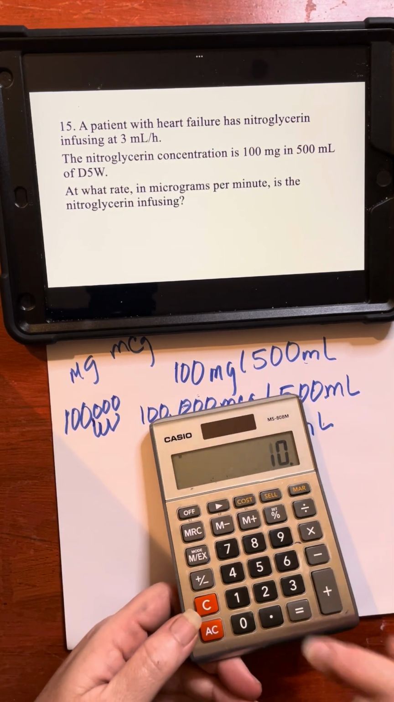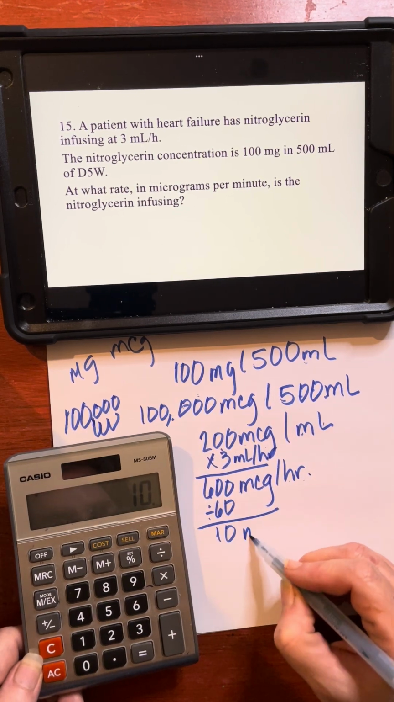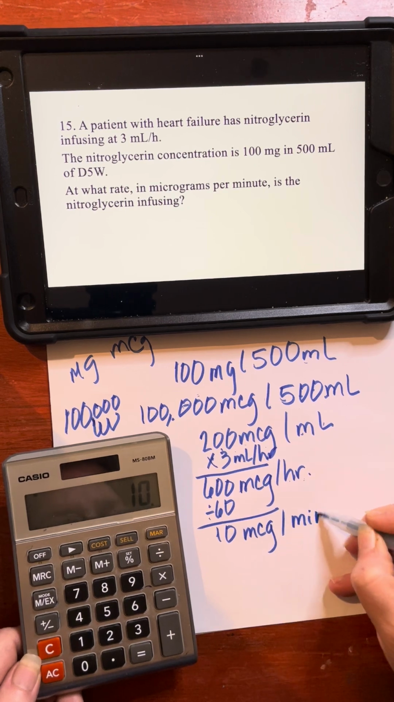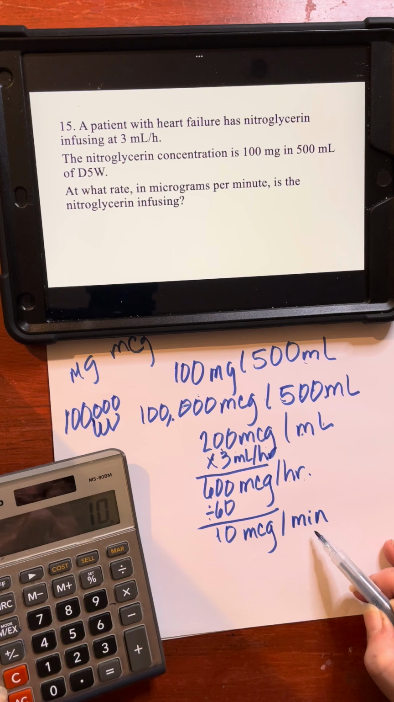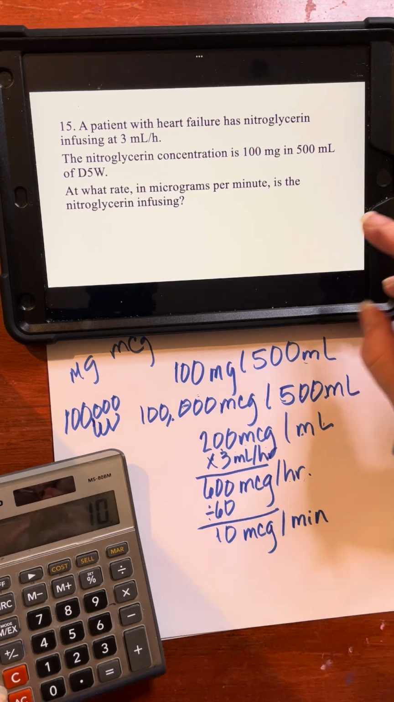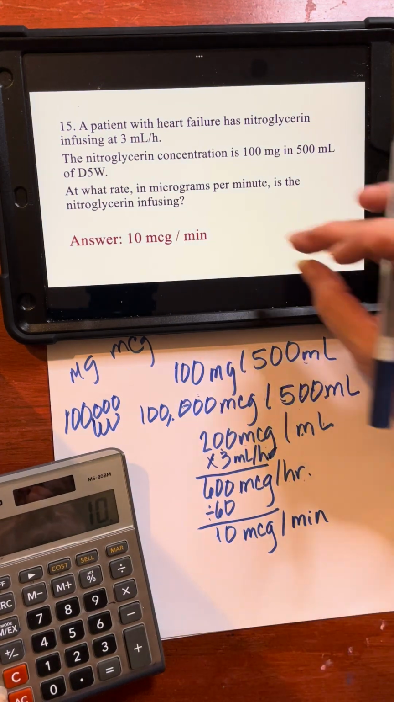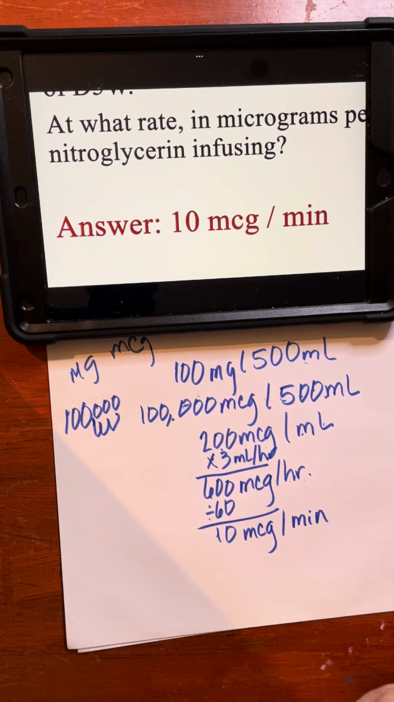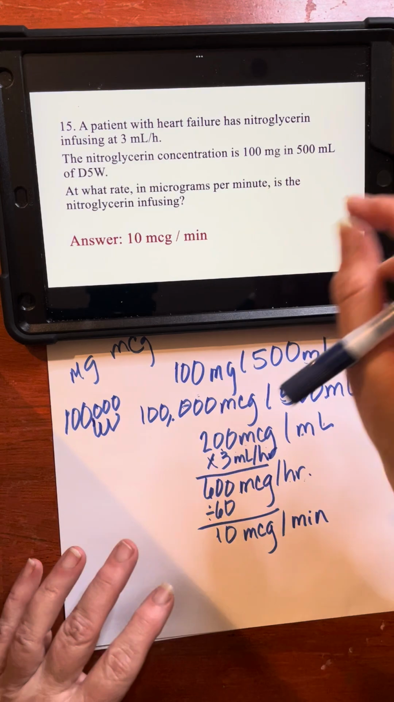Divided by 60 equals 10 micrograms per minute. And that's all they wanted to know. Look, we did it. You see how we did it? Lord, let them see.